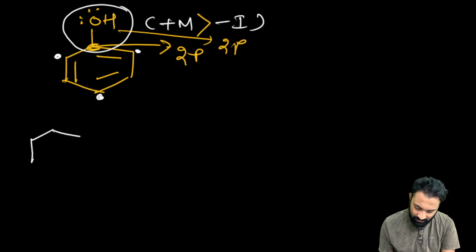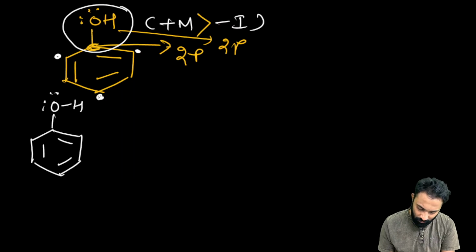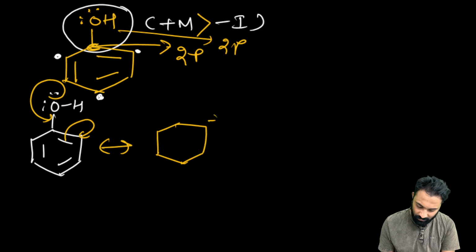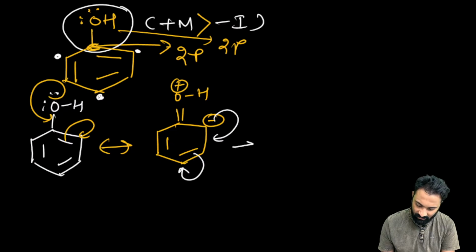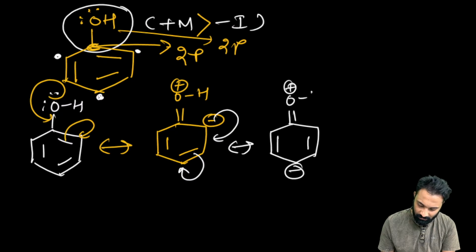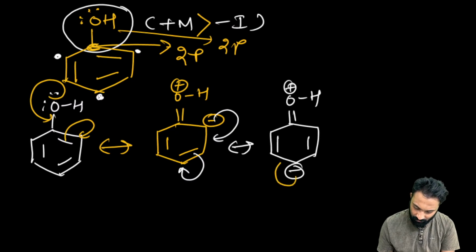Now we'll see. Here this is a phenol, and its oxygen has the lone pair of electrons. This lone pair of electrons will be delocalized and this pi bond will be shifted toward this carbon. When this pi bond has shifted toward that carbon, oxygen will get the positive charge. Clear? Again this negative charge will be delocalized and this pi bond will be shifted again here.